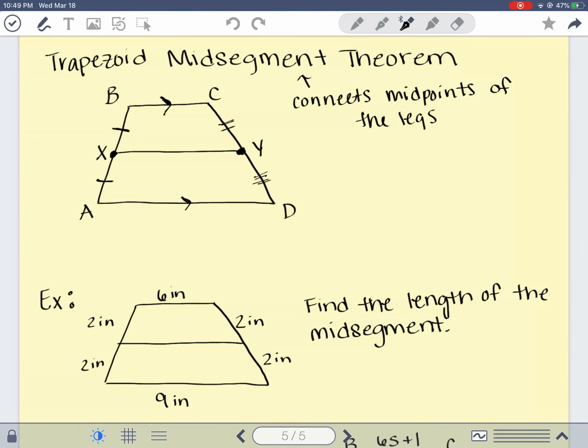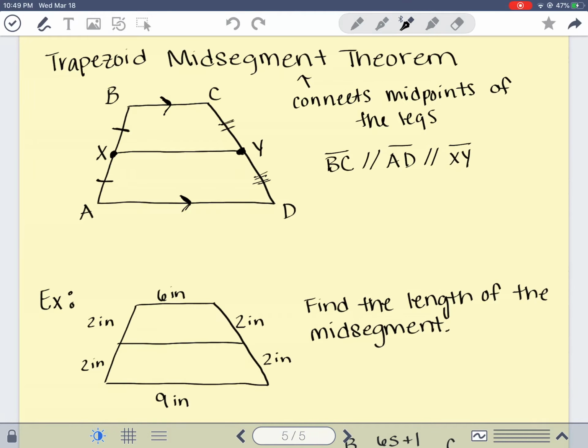Now we have a trapezoid, so we have these parallel sides, and there's a few things that we can tell with the mid-segment. So first, segment BC we know is parallel to segment AD, but it is also going to be parallel to that mid-segment. Okay, all three of those are parallel.